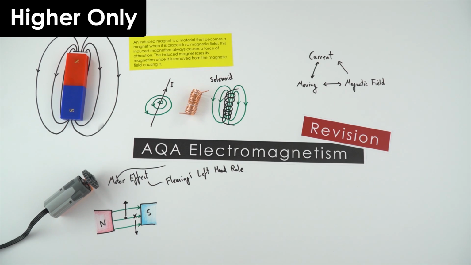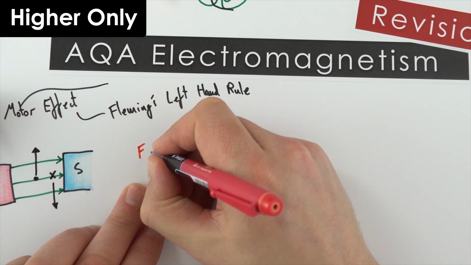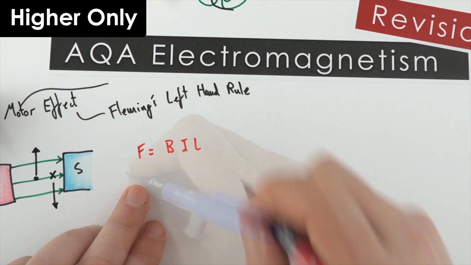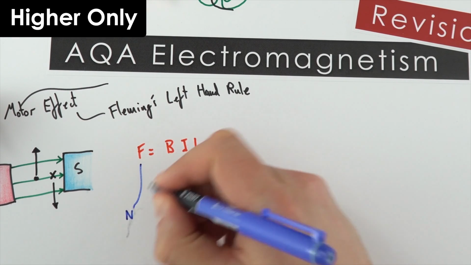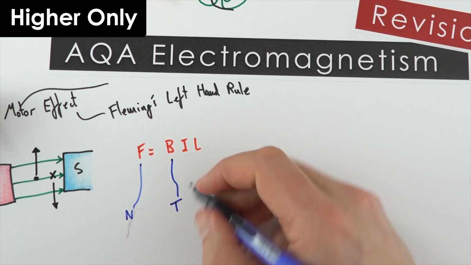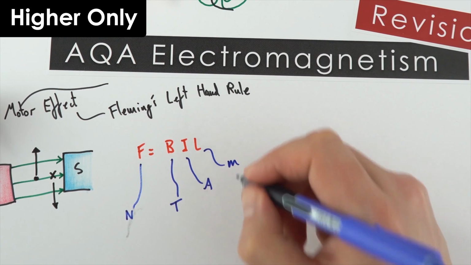We can also use an equation to do some calculations, and we can actually look at the size of the force on that conductor, and F is equal to B I L, where we measure our force in newtons, we measure our magnetic field in the tesla, like the car, current in amps, and length in meters.